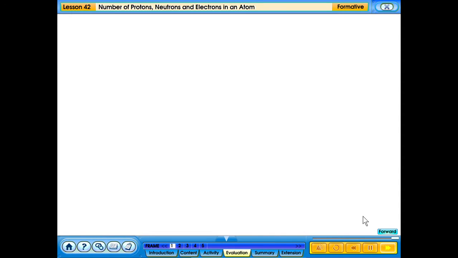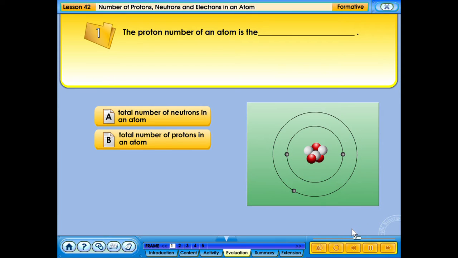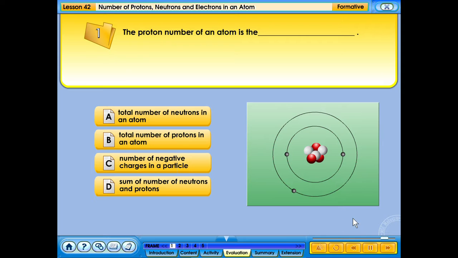The proton number of an atom is the: A. Total number of neutrons in an atom. B. Total number of protons in an atom. C. Number of negative charges in a particle. D. Sum of number of neutrons and protons. Your answer is correct.